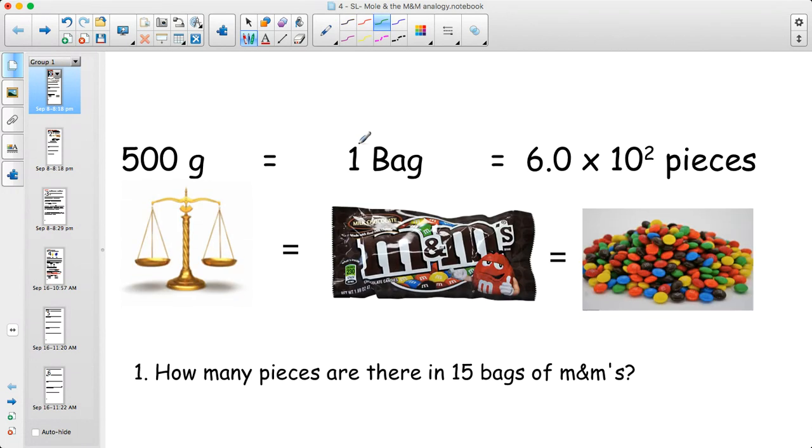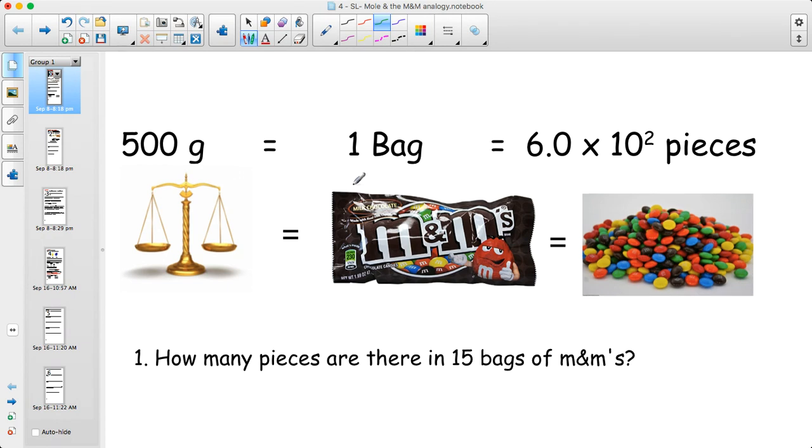So for any given type of M&M or type of candy, rather than dealing with the individual pieces, it's going to be way easier to think about the number of bags of M&Ms or the mass of M&Ms that I have. That would make the practicalities of shipping, producing, and selling M&Ms much easier if you can use a bagged up set amount. So for our analogy, we'll use the idea that a bag of M&Ms holds 600 pieces, 6 times 10 to the second, and that it weighs 500 grams.